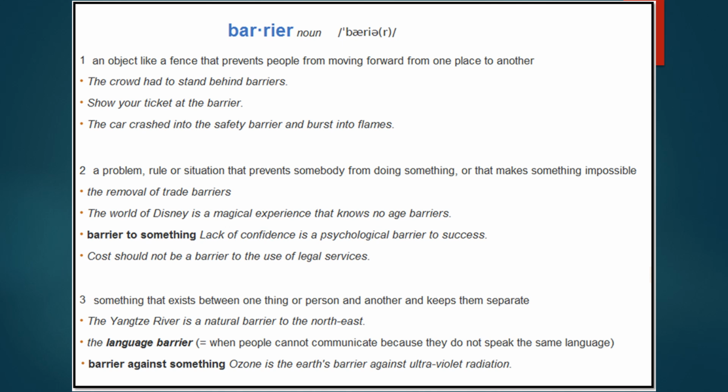Third meaning, something that exists between one thing or person and another and keeps them separate. The Yangtze River is a natural barrier to the northeast. The language barrier, when people cannot communicate because they do not speak the same language. Barrier against something. Ozone is the Earth's barrier against ultraviolet radiation.